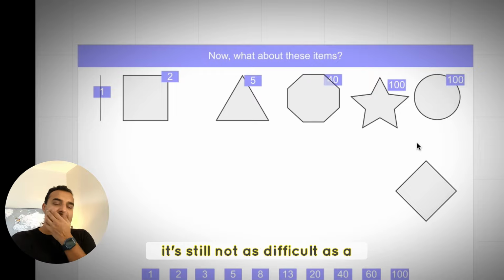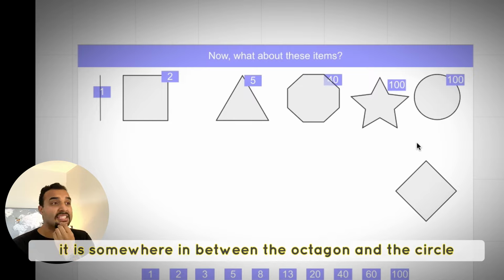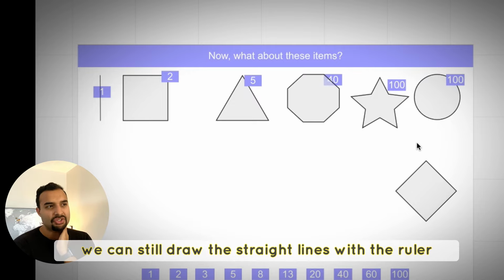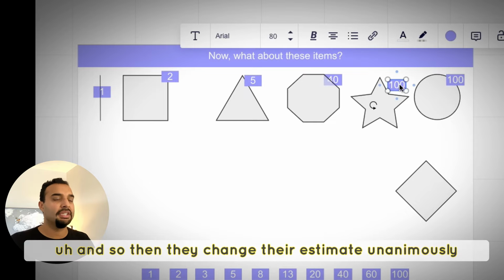They said, well, no, it's still not as difficult as a circle, and it is somewhere in between the octagon and the circle, but it's not as difficult as a circle. We can still draw the straight lines with a ruler. We still have the right tools for it. And so then they changed their estimate unanimously.